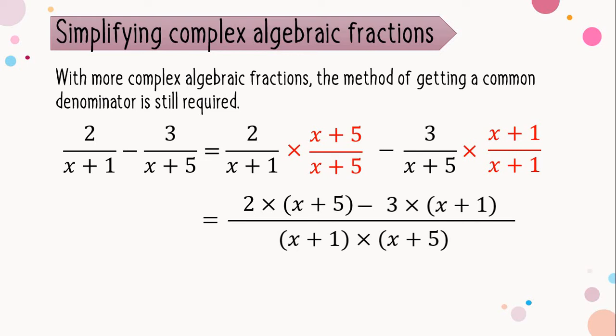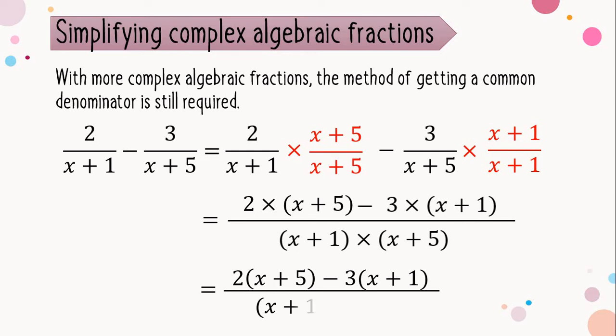then we will open the bracket, so that one becomes 2 times x plus 5 minus 3 times x plus 1 over x plus 1 times x plus 5. We will expand the numerator: 2 times x plus 2 times 5, and then negative 3 times x plus negative 3 times 1. So the answer will become 2x plus 10 minus 3x plus 3.